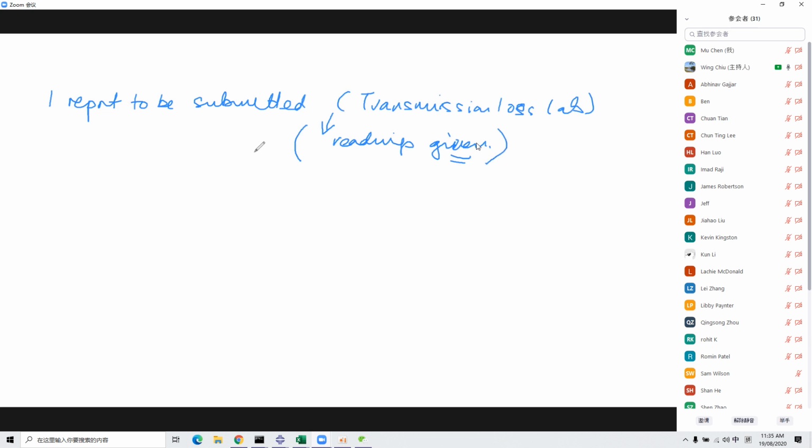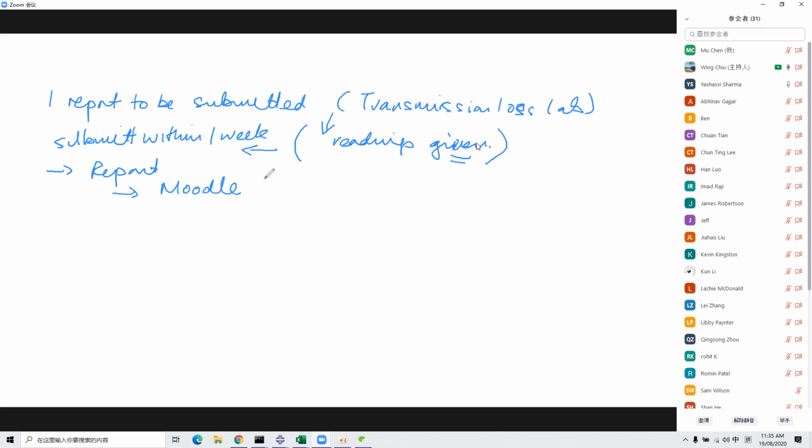As far as the reporting is concerned, you need to submit the report within a week, via the Moodle. In Moodle, you will see places where you can put your text. This is where you should only cut and paste your text. I don't think this can accommodate figures. So just put your text here.